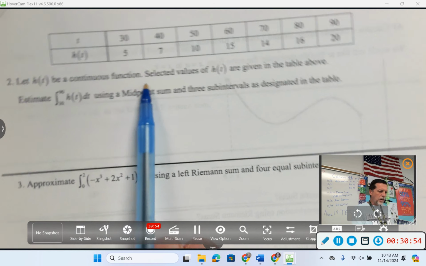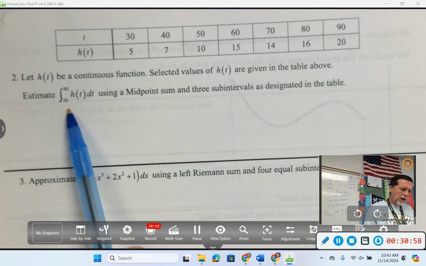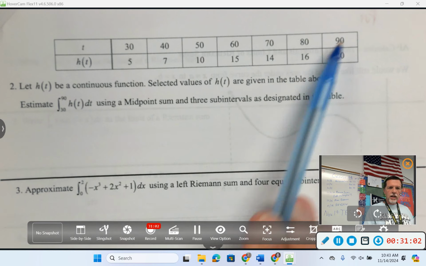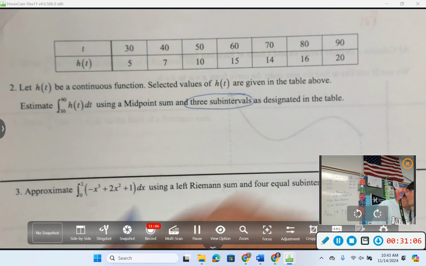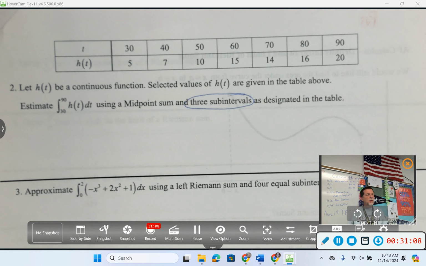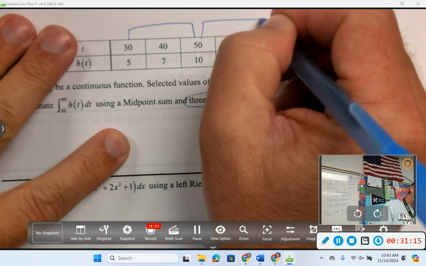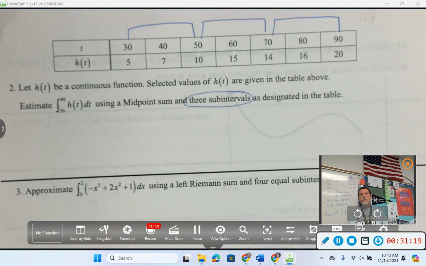Let h of t be a continuous function. Data's in the table above. Estimate 30 to 90, using a midpoint sum and 3 subintervals as designated in the table. So 3 subintervals, I should probably go 30 to 50, 50 to 70, 70 to 90. So I'm not going to have 5 intervals this time. I'm only going to have 3.